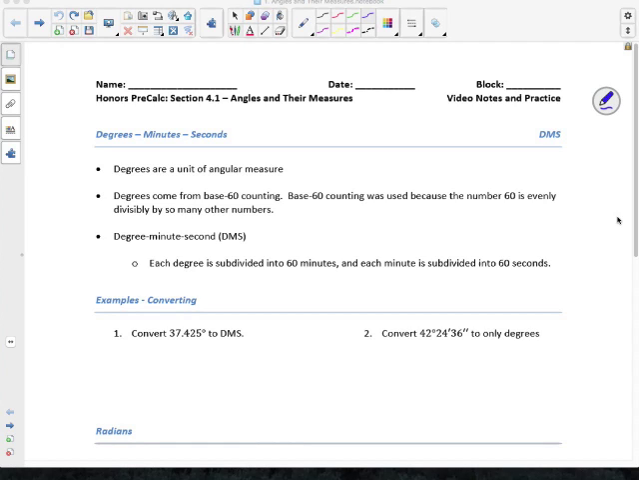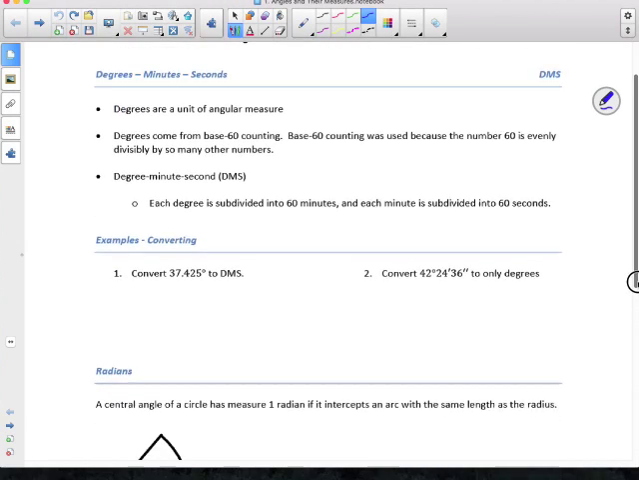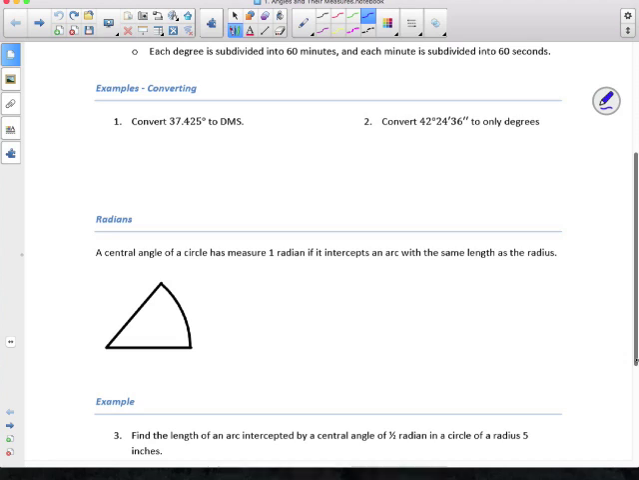That's why time is based out of base 60 as well. So basically we have this very specific thing here, degrees, minutes, seconds. Each degree is subdivided into 60 minutes. Each minute is subdivided into 60 seconds. So you can kind of think of degrees like hours, and then you have hours, minutes, and seconds. So we'll get into a little example here of how we would convert this to degrees, minutes, seconds.